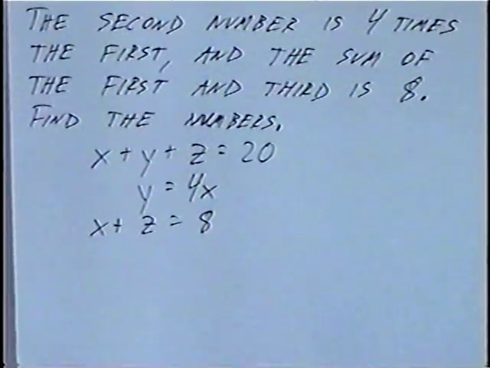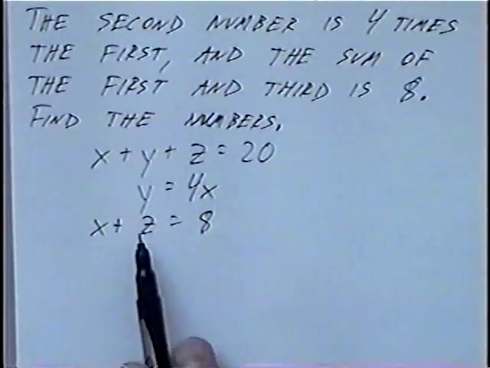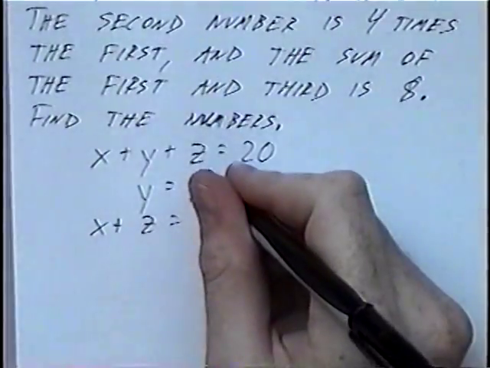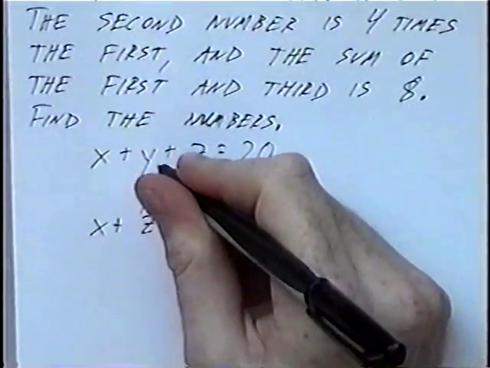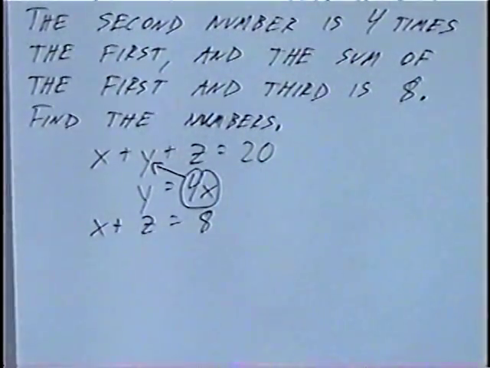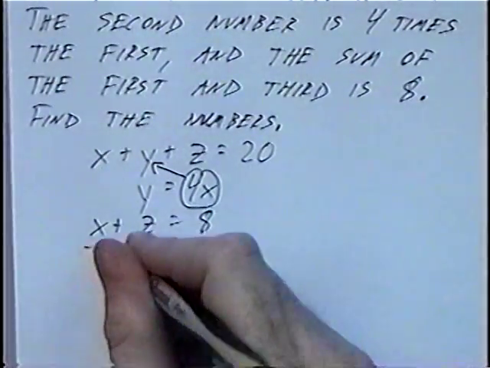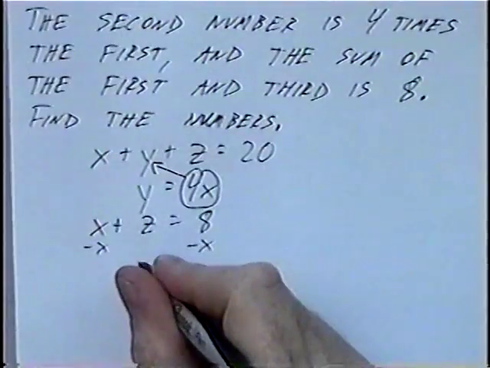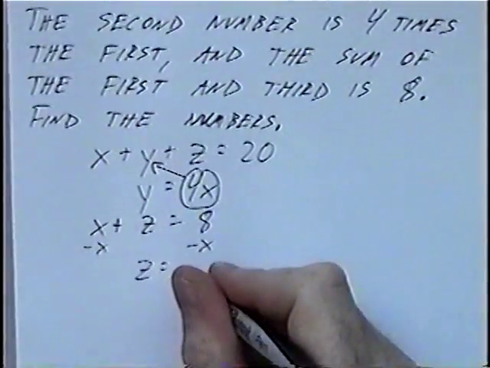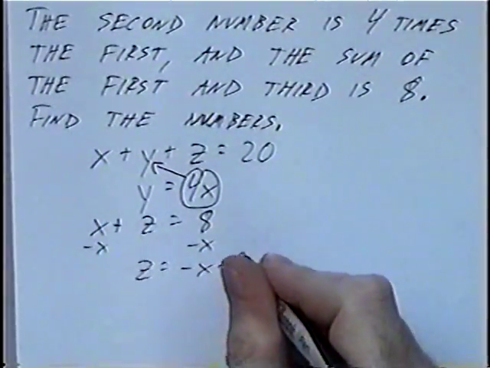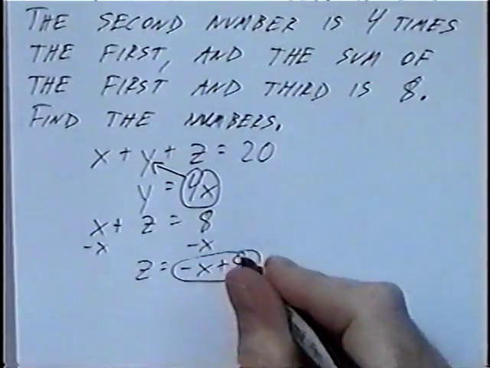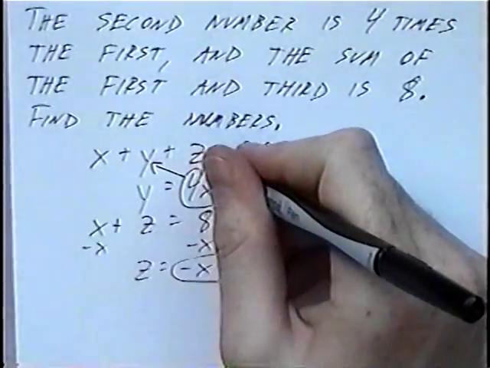The easiest way to solve this is using substitution. If we know y is equal to 4x, we can replace y with 4x. And if we take the third equation and solve for z by subtracting x on both sides, we'll have z is equal to negative x plus 8. Then we can substitute that into the first equation for z.